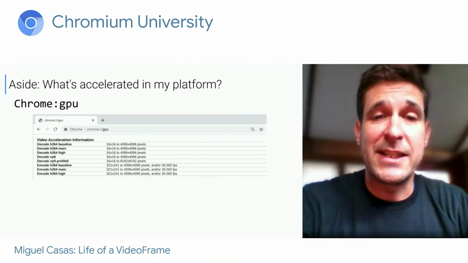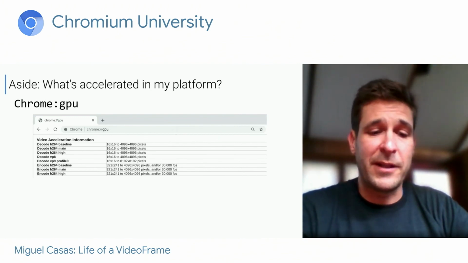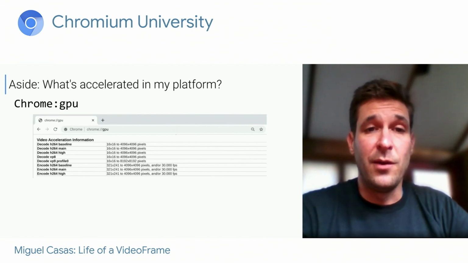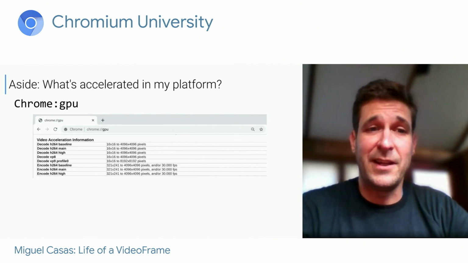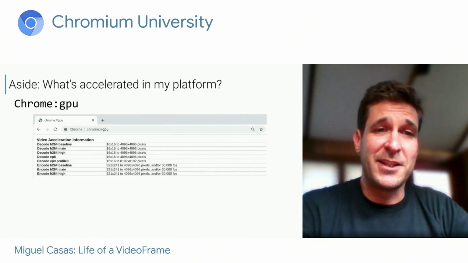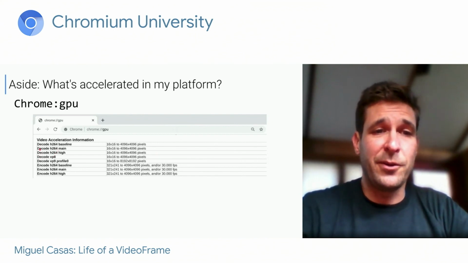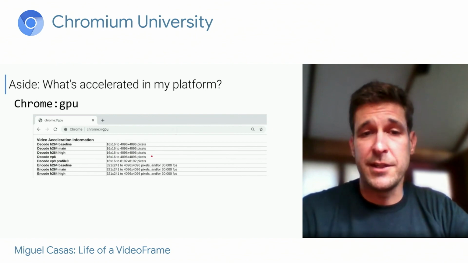So it loaded. An aside is what's accelerated on my platform. It's kind of complicated to know what is supported for your platform, your OS generation, with all the driver bugs and stuff. For that, developers of the future can go to Chrome GPU, and in there is a section called Video Acceleration Information, where you can see explicitly what is supported for decoding, also what is supported for encoding, incidentally, and the expected resolution. So if you want to decode H.264 and you go above 4K by 4K pixels, this is not going to work.